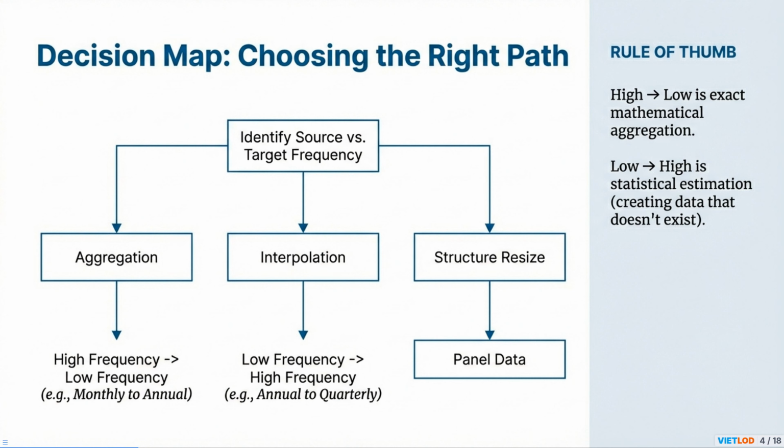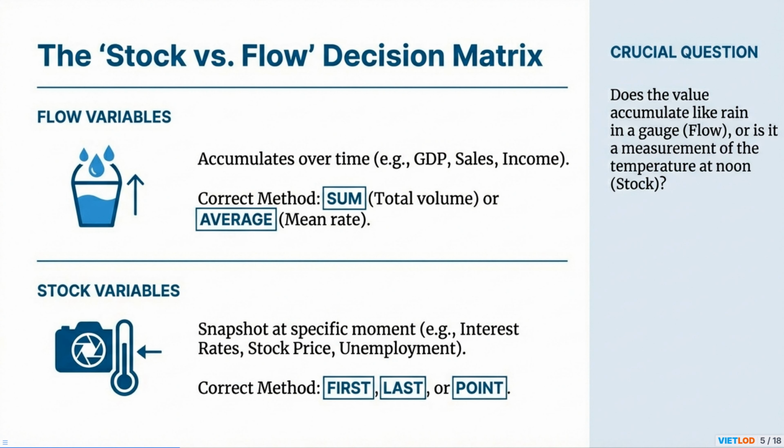Conversely, if you are going from a low frequency to a high frequency, such as converting annual data to quarterly data, you will use interpolation. The rule of thumb specifies that low to high conversion is a statistical estimation process, where you are essentially creating data that doesn't exist in your original series. Finally, for situations involving more complex data structures like panel data, where you need to resize the data while maintaining its cross-sectional integrity, you will utilize a structure resize method. Understanding these fundamental distinctions is vital for accurate data transformation.